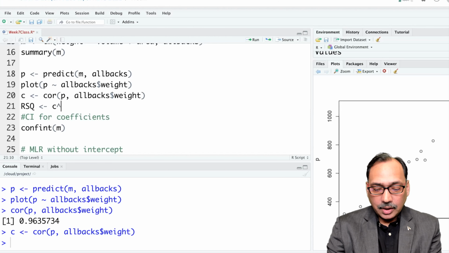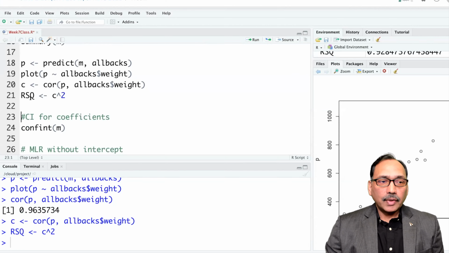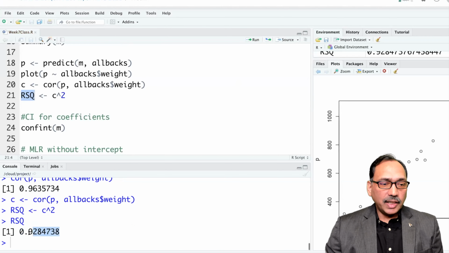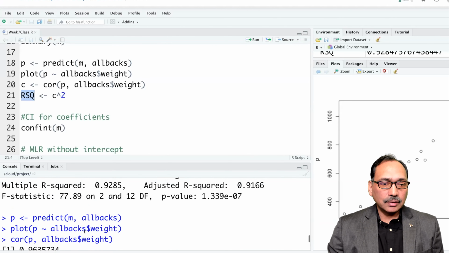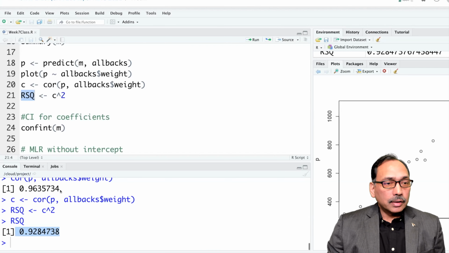is C square. If I run this line and then select RSQ and run, that will give me the value that I'm looking for, this multiple R square, 0.9285. That's the same value.